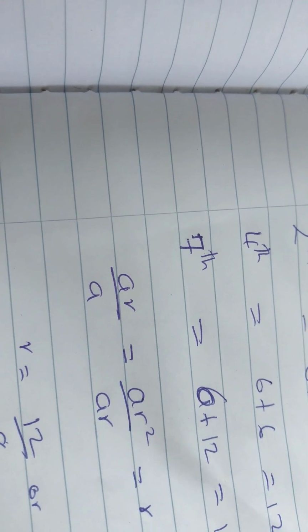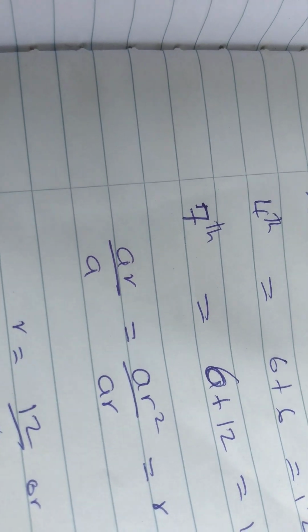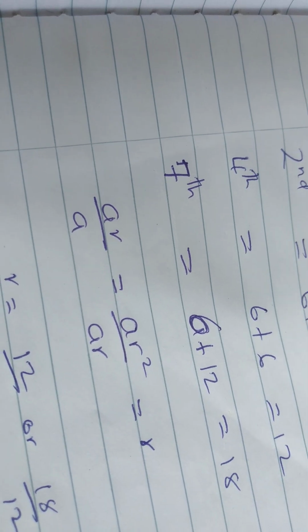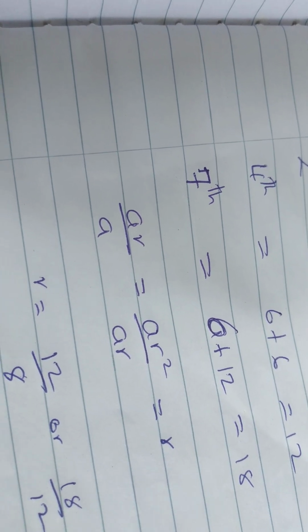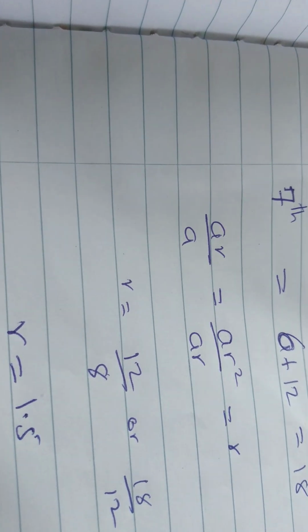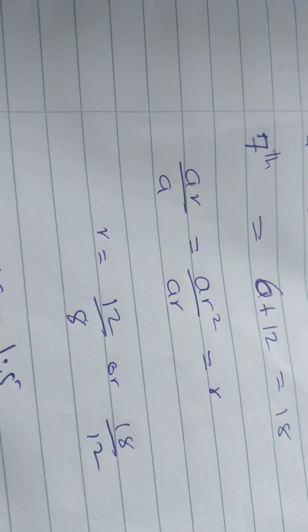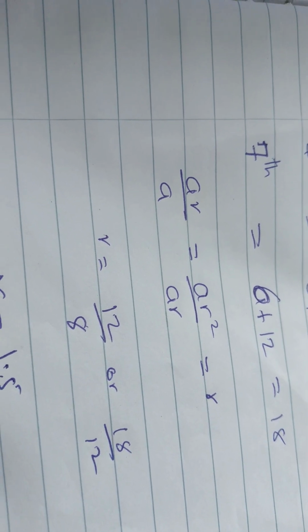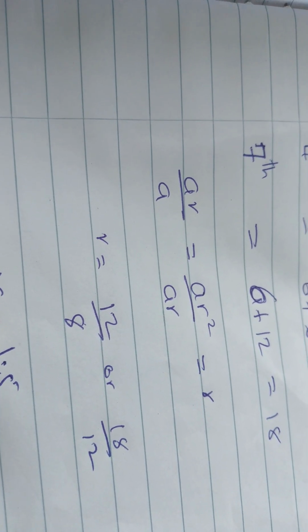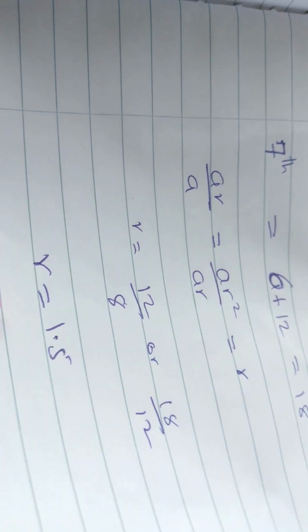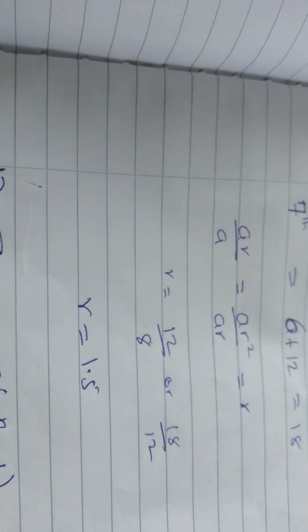And since I had said AR all over A is equal to AR squared all over AR, which is equal to R, therefore, to get R, I have to say R is equal to 12 over 8 or 18 over 12. When you divide those, you get the common ratio is 3 over 2. Are we together?